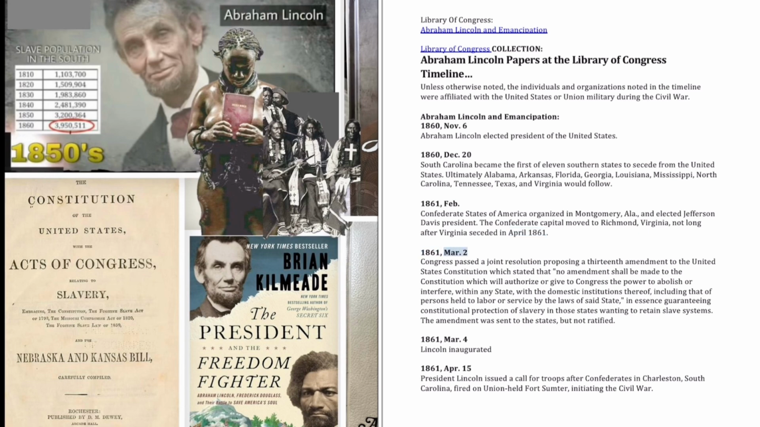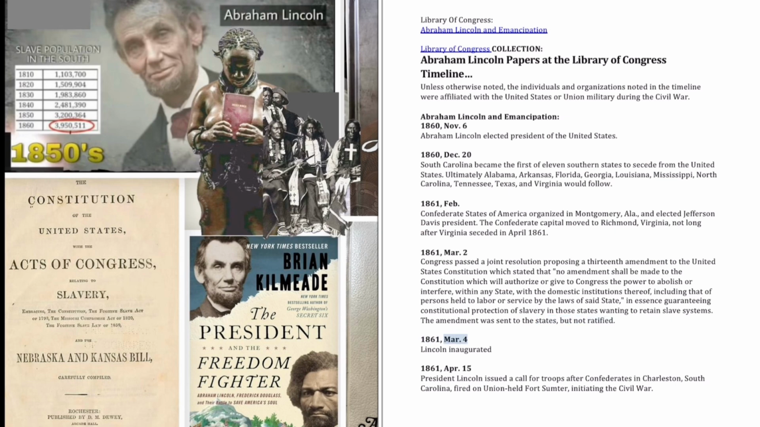1861, March 2. Congress passed a joint resolution proposing a 13th Amendment to the United States Constitution, which stated that no amendment shall be made to the Constitution which will authorize or give to Congress the power to abolish or interfere, within any state, with the domestic institutions thereof, including that of persons held to labor or service by the laws of said state, in essence guaranteeing constitutional protection of slavery in those states wanting to retain slave systems. The amendment was sent to the states, but not ratified.